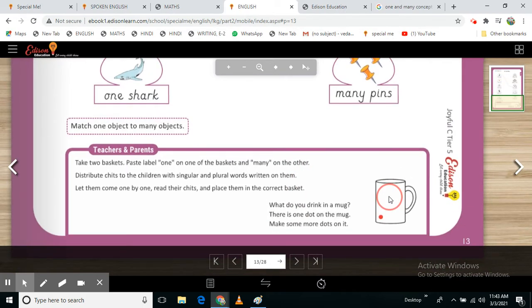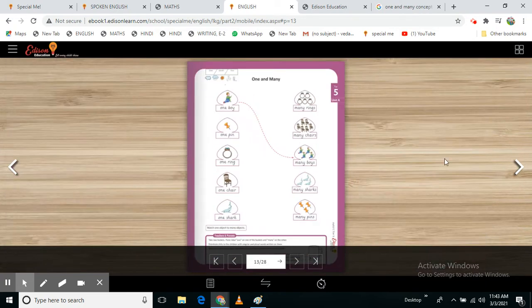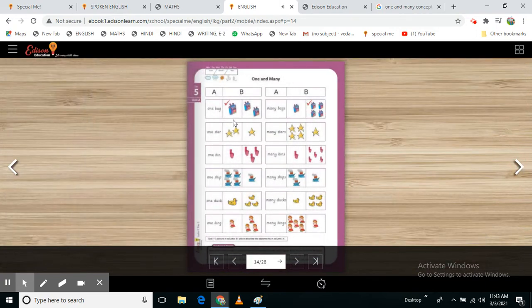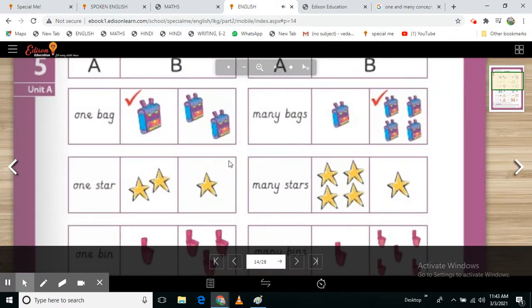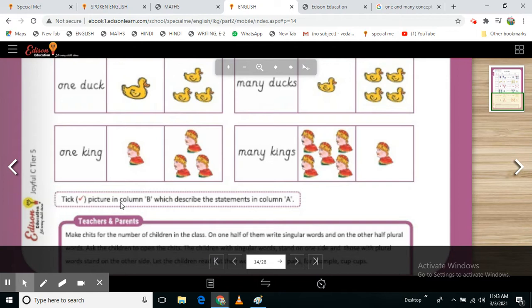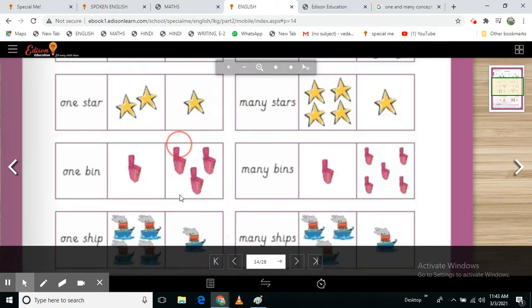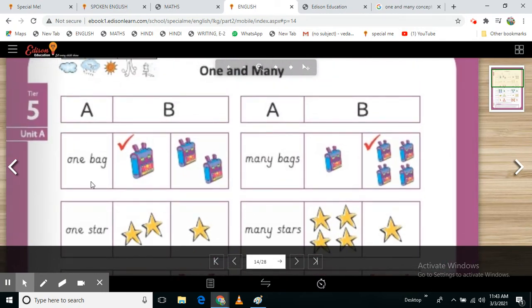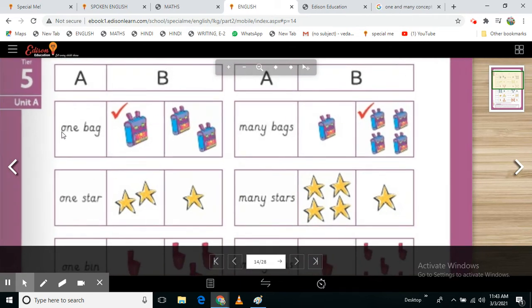Okay. Now, what do you drink in a mug? There is one dot on the mug. Make some more dots on it. And now move to the next page. So now see, tick the picture in column B which describes the statement in column A. This is A and B column, right? Now read this.